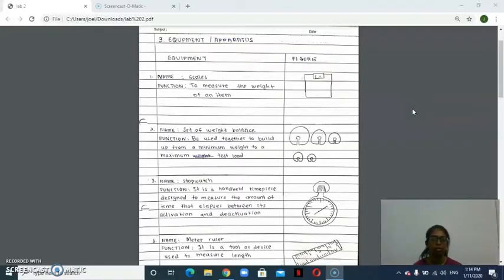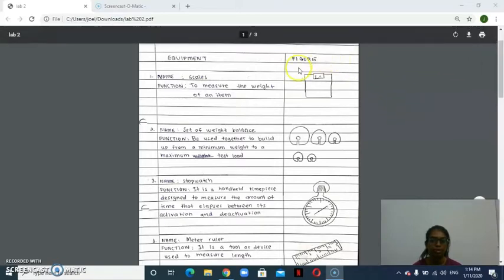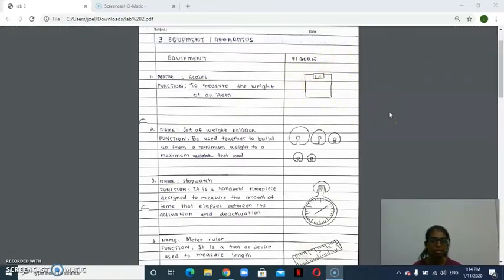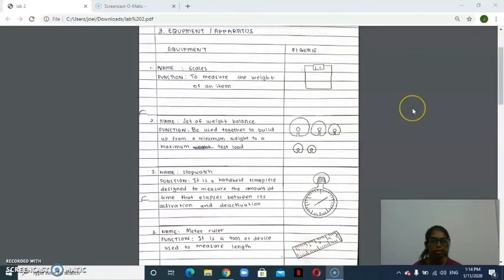Now I will talk about the equipment. The first equipment is the scale. The function is to measure the weight of an item. This is the figure of the scale. Number two is the set of weight balance. The function is to be used to gather the build-up from a maximum weight to a maximum test load. This is the figure of the set of weight balance.